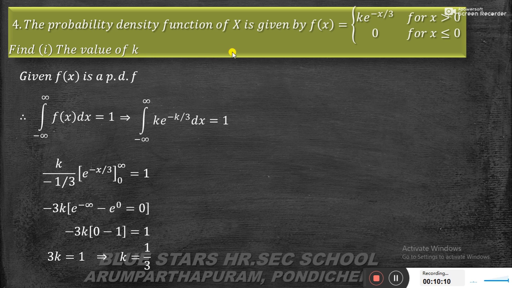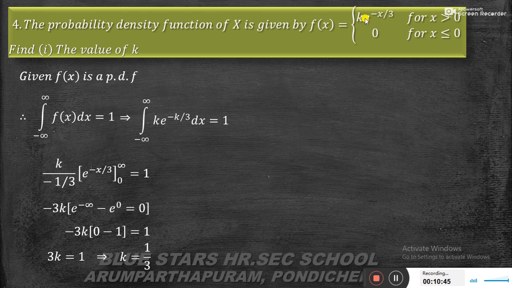Next, the third subdivision is probability of x less than 3. Fourth subdivision is probability of 5 less than or equal to x. Fifth subdivision is probability of x less than or equal to 4. So here f of x is a probability density function. Now first we find out the k value, because your function f of x equals k into e power minus x by 3 for x greater than 0 and 0 for x less than or equal to 0. X less than or equal to 0 means minus infinity to 0 in the limit, and x greater than 0 means 0 to infinity.